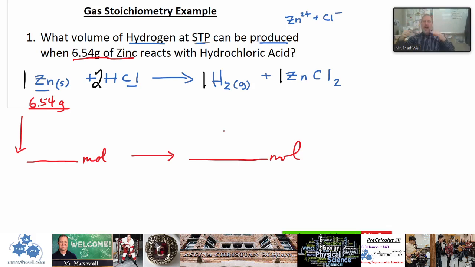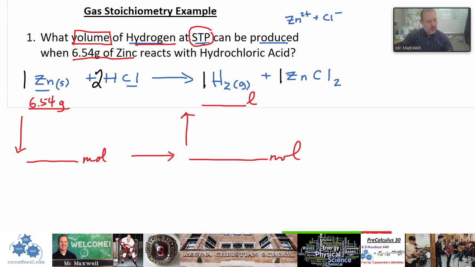Now we're going to go back up, but watch this. We usually go back up to grams, but we don't want grams. We want what volume. This is hydrogen. Obviously it's gas because it's talking about STP. So I need to go here and ask, what volume of gas? So this is going to be in liters. So this is the map, and this is what we need to do.